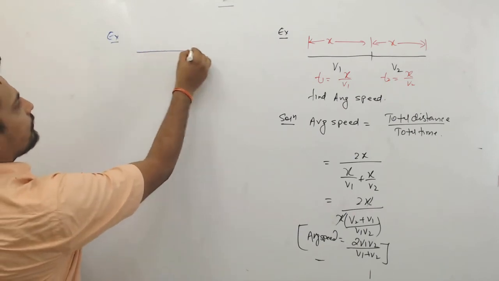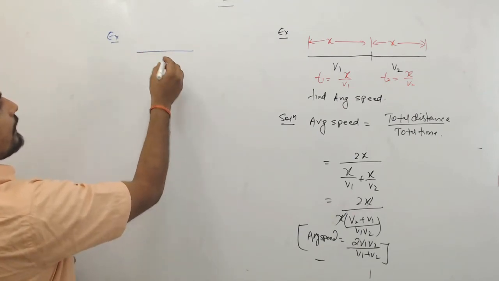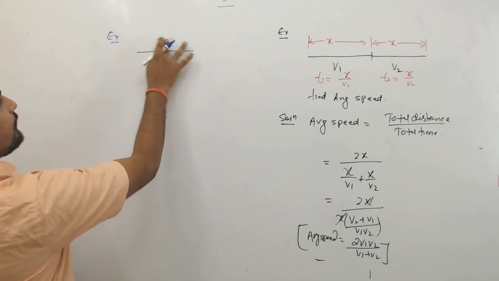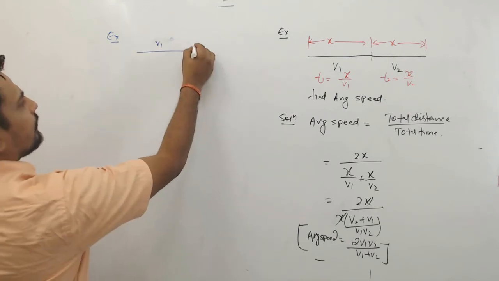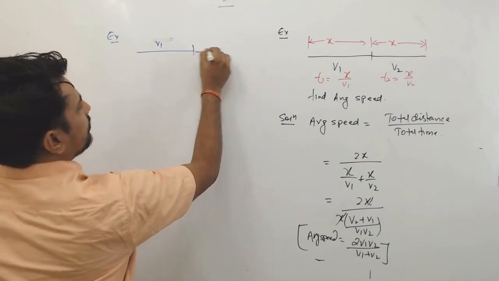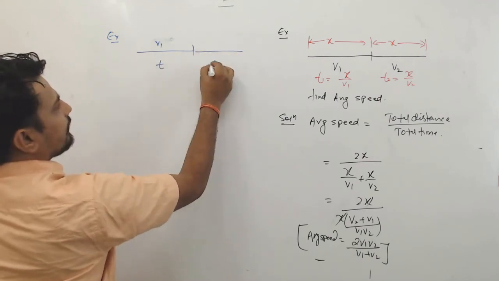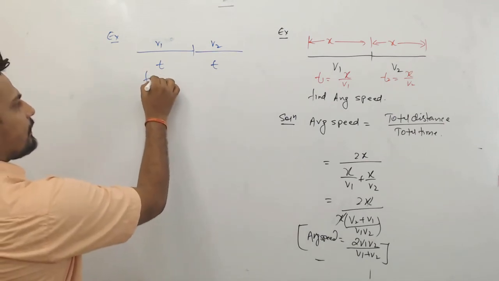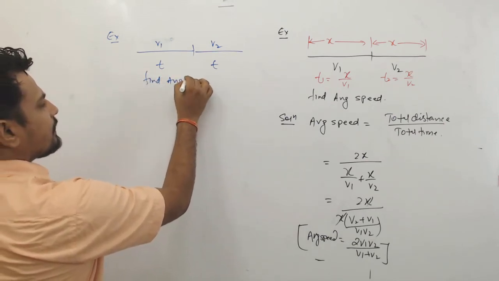Let's say a body moved for equal time at speed of v1, and for next equal time, let's suppose t and t, speed of v2. Same question, find the average speed.